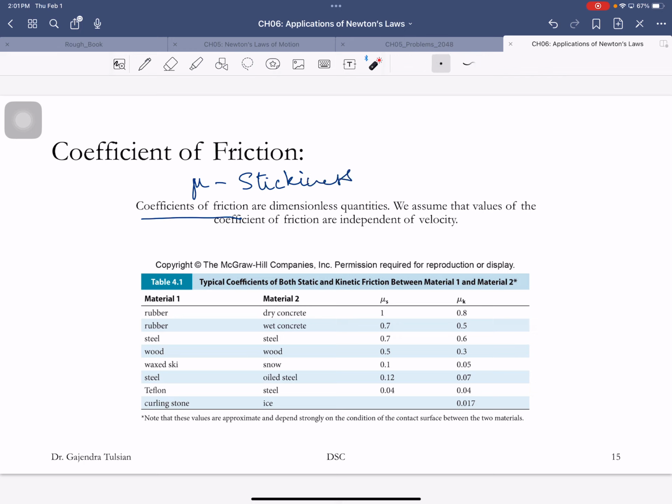Now these numbers are important enough that they give you tables for various materials. So for rubber on dry concrete, mu s is 1 and mu k is 0.8.